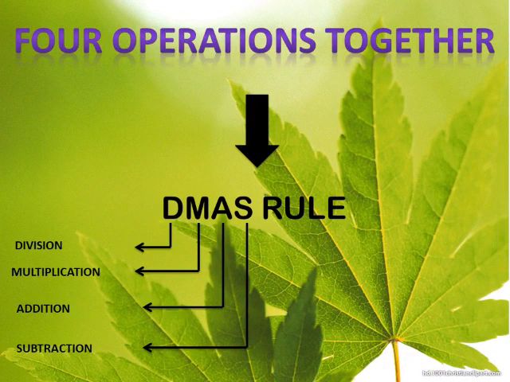Okay, next we will go on to the 4 operations together. That means a sum will be given in which all the 4 operations will be given. So to do that, you need to follow a rule. The name of the rule is DMAS rule. So let us see the full form for DMAS. D is for division, M is for multiplication, A addition, and S subtraction. That means you need to do the division operation first, then the multiplication, then the addition, and then the subtraction.